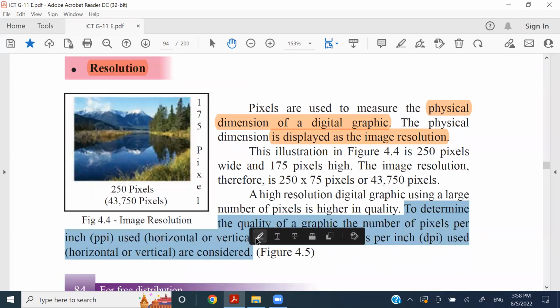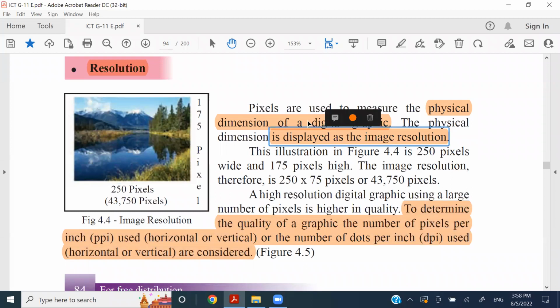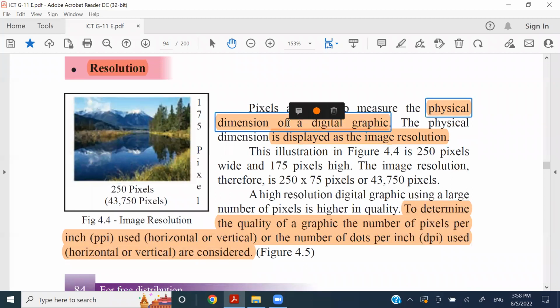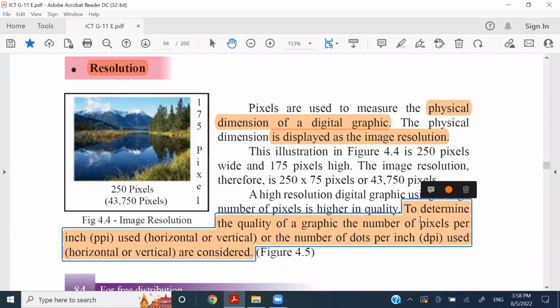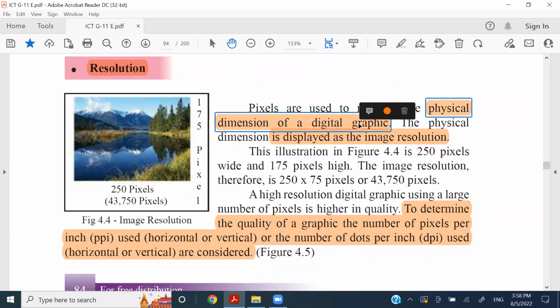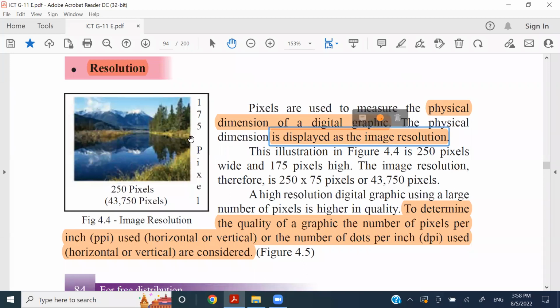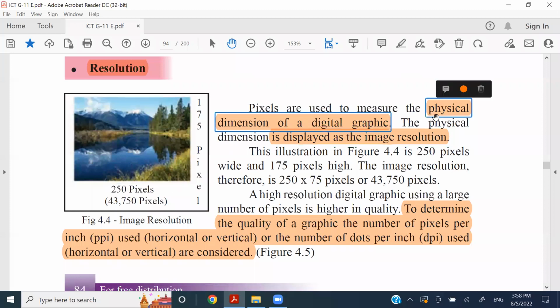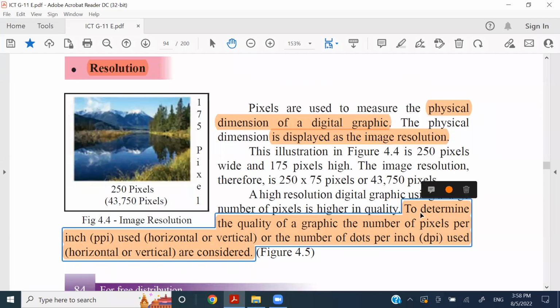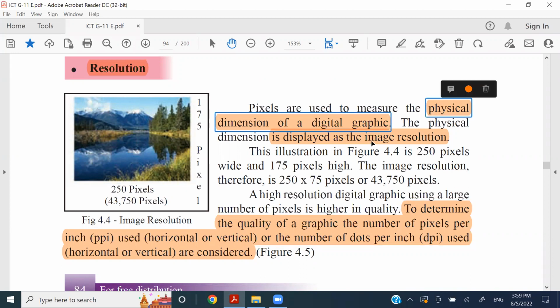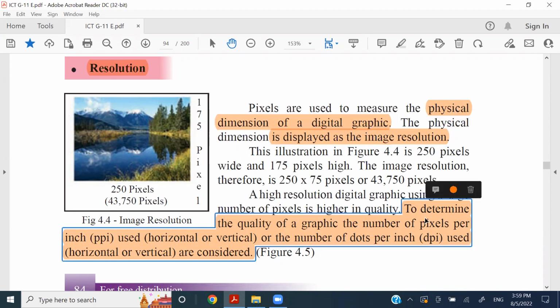Then you can write this line. So here they are talking about the resolution. Here they are talking about the quality of the graphic, right? Resolution is always how many pixels are there vertically, how many pixels are there horizontally, right? And this PPI, pixel per inch or dots per inch, will determine the quality of the graphic, right? So this is the first line, and this is going to be your second line.